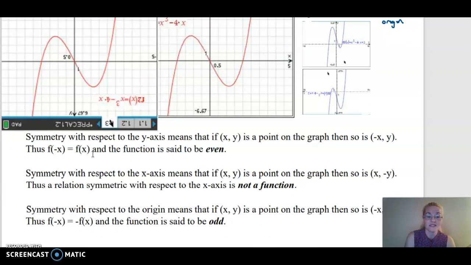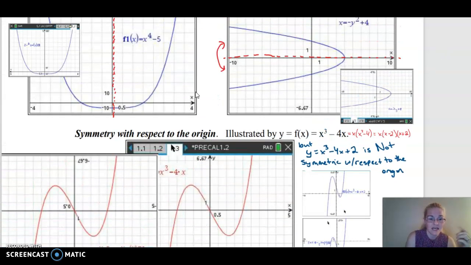And so a function is symmetric with respect to the y-axis if f of negative x is equal to f of x. So again, look over here. It basically means that when x is half, right, down here, that's the same as when x is -1/2, right? So when x is something and x is negative something, they're going to have the same y values. Over here, when x is, say, 2, you're up here at y. Well, when x is -2, you're up at the same y. That's even.